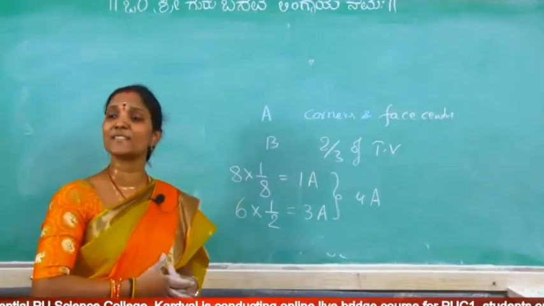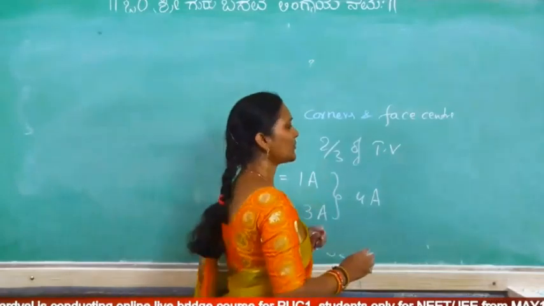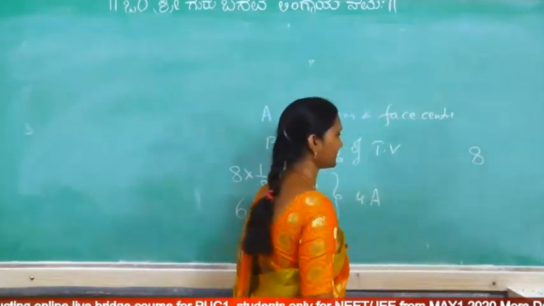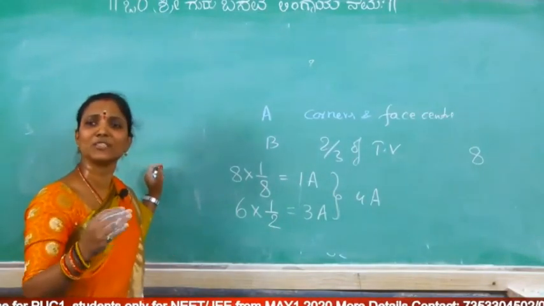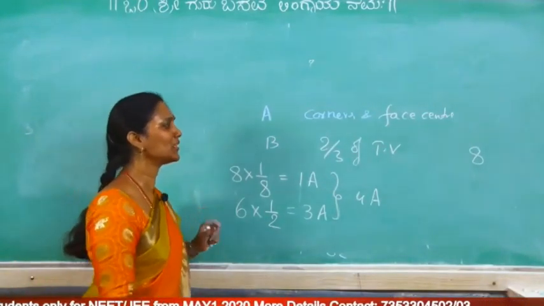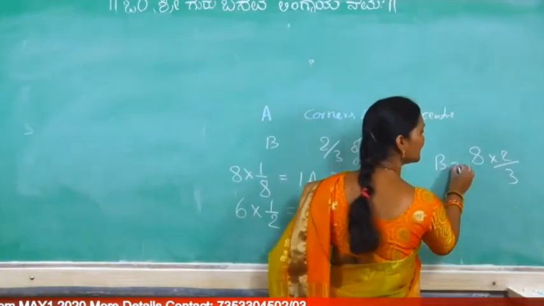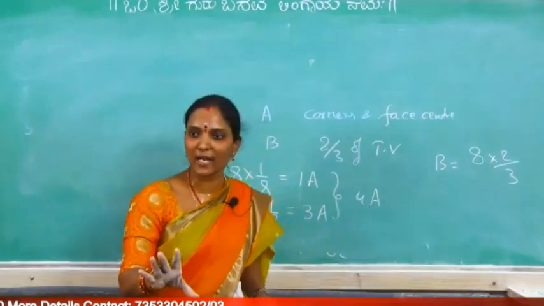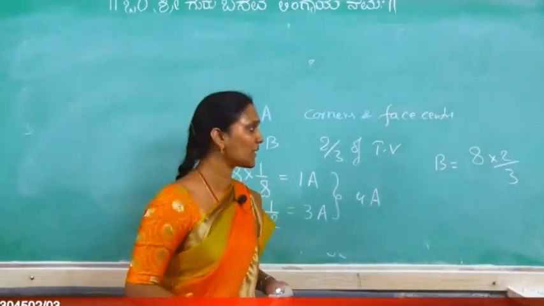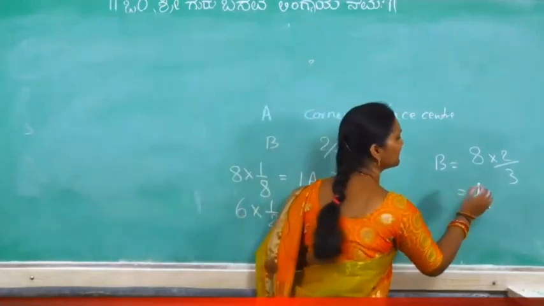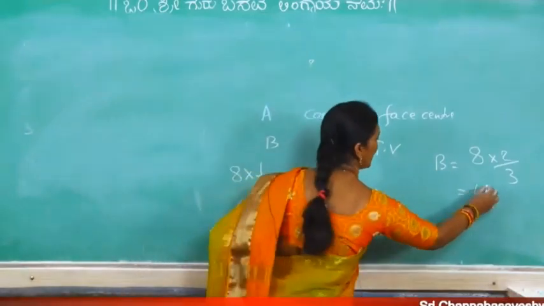How many tetrahedral voids are present? 2 into the number of spheres. 2 into the number of spheres means what are we getting? 8. The number of tetrahedral voids is 8. Out of these 8, only 2/3 are occupied by B. Out of 8 tetrahedral voids, 2/3 occupied, nothing but what are we getting? 16 by 3.